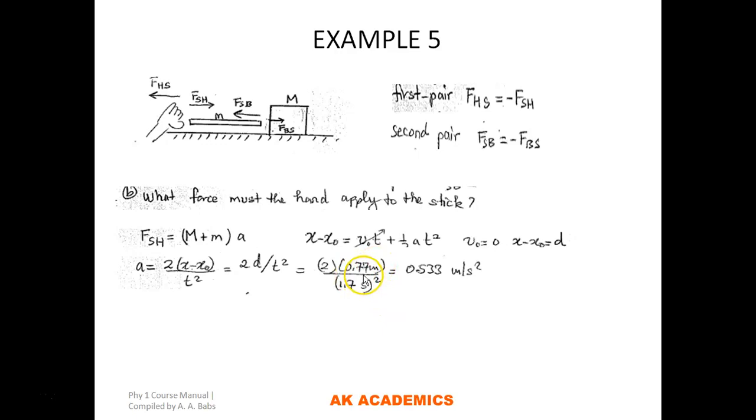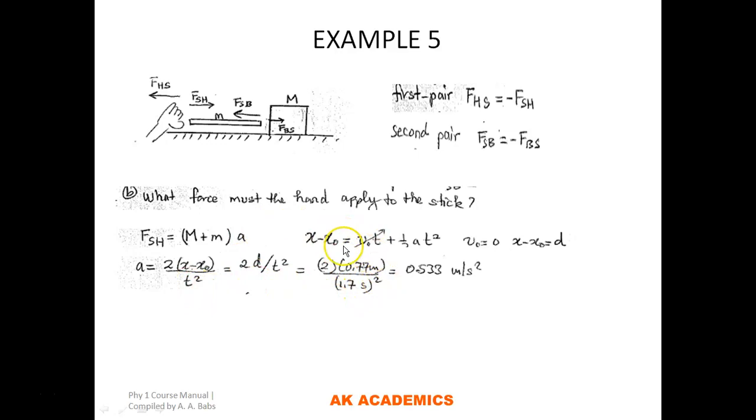In the question, we were given the distance as 77 centimeters. So to convert 77 centimeters to our SI unit, we'll divide it by 100. So 77 centimeters is the same thing as 0.77 meters. For d, you write 0.77 meters multiplied by the 2 we have right behind d, divided by 1.7 seconds, all in brackets squared, because our t from the question is 1.7 seconds.